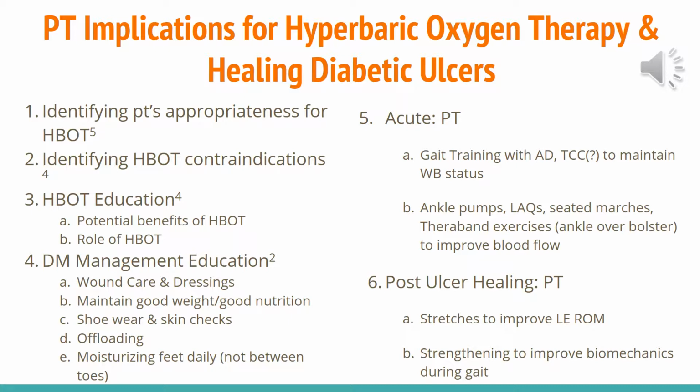Acutely, we want to work on gait training, possibly with an assistive device depending on their footwear, if they're wearing a total contact cast, and their weight bearing status. What we can do is ankle pumps, long arc quads, seated marches, and TheraBand exercises to help improve blood flow and maintain motion. For post-ulcer healing, we want to continue to improve lower extremity range of motion and strength through stretches and regular therapeutic exercise to really help improve the overall biomechanics during gait.